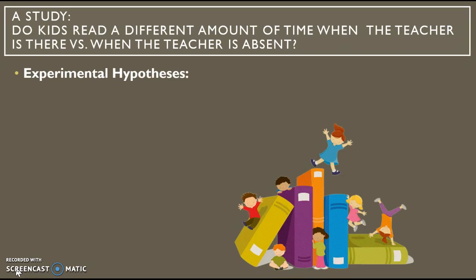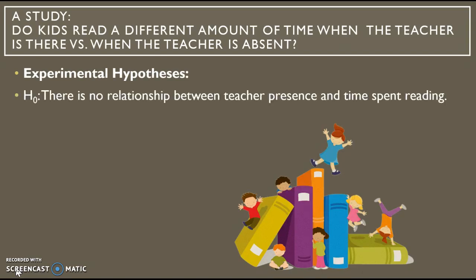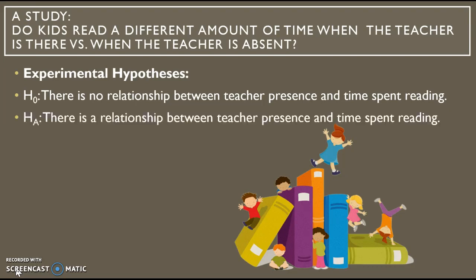Okay? So the experimental hypotheses are that there is no relationship between the teacher's presence and the time spent reading, and you can see that that is a two-tailed hypothesis. And the alternative is saying that there is a relationship between the teacher presence and the time spent reading. The statistical hypotheses that go with that is that our sample mean difference is just 0. It represents a population mean difference of 0, meaning that since there's no relationship, the kids read just as long when they're with the teacher as when they're not with the teacher. So the overall difference, or the average difference, would be 0.